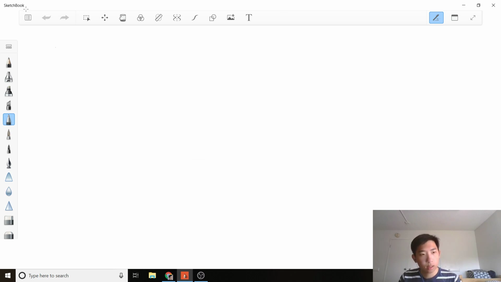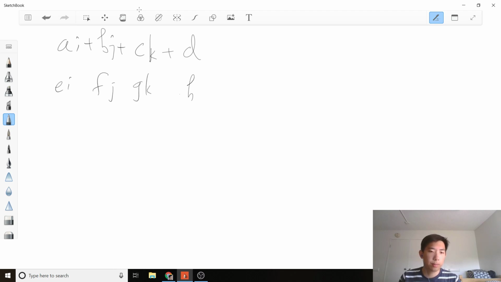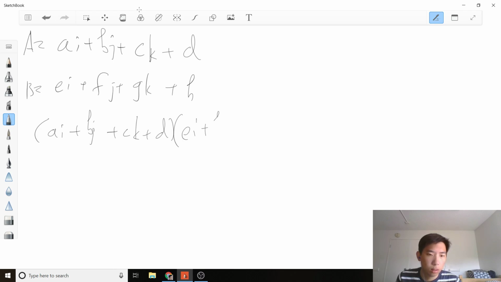Now remember how quaternions are written. Let me just write it out in the standard math way: ai + bj + ck + d, where d is the real component. And then ei + fj + gk + h. So we've got two quaternions; let's call this A and call this B. Now, let's try to distribute them.